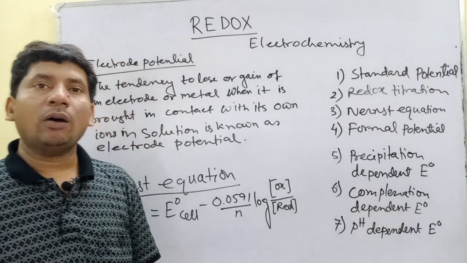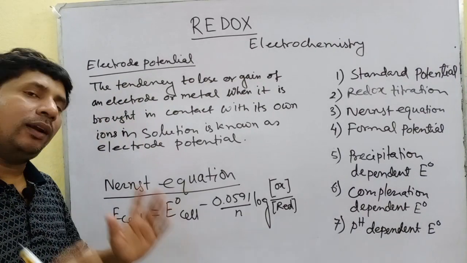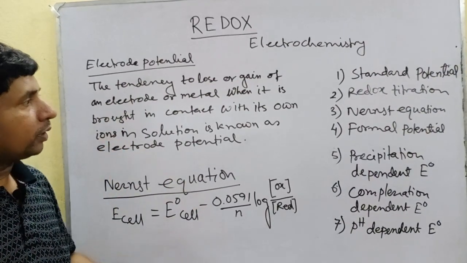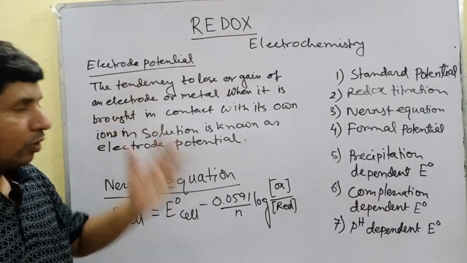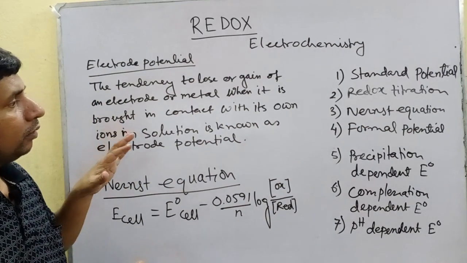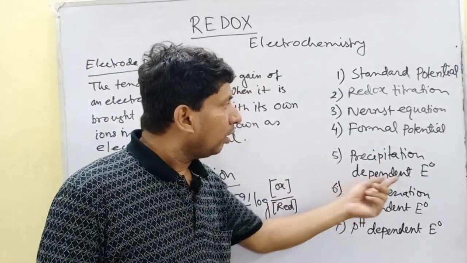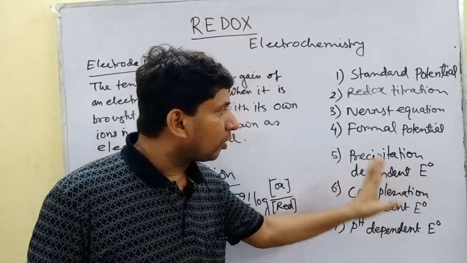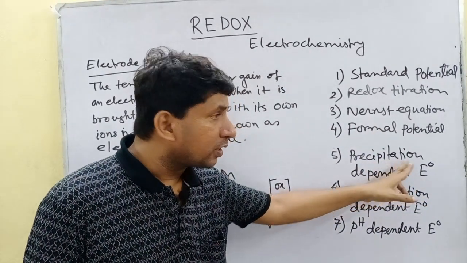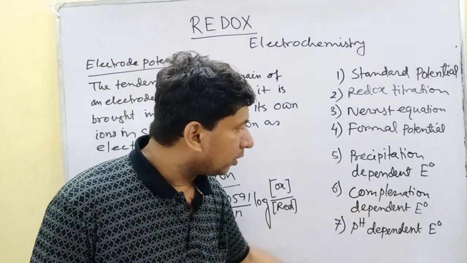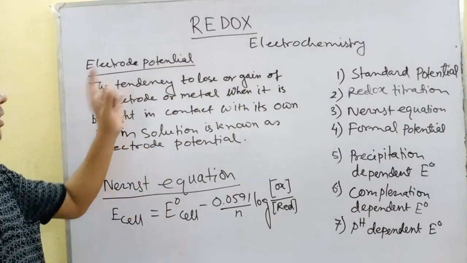Okay, now I will discuss what electrode potential is. I already gave a lecture on this topic, but this is a separate portion because electrode potential depends on these types of conditions, that means precipitation, complexation, and pH. Okay, now what is the electrode potential?